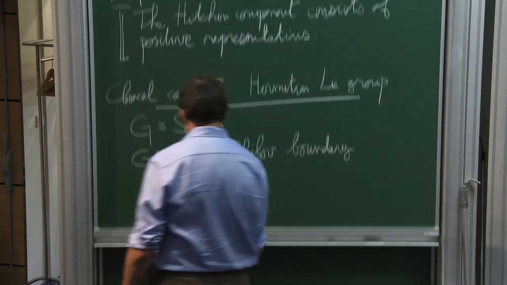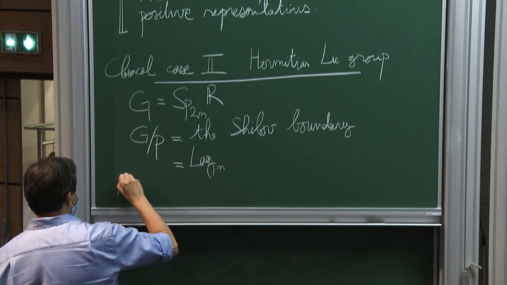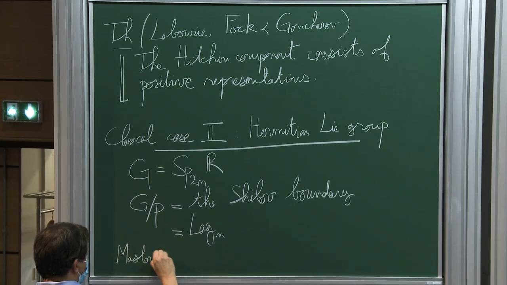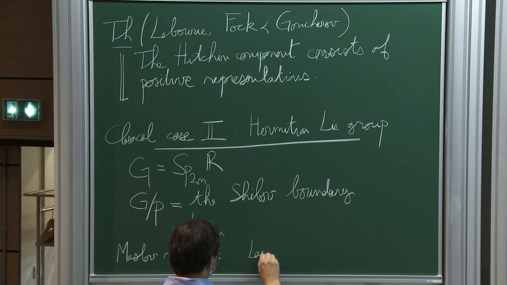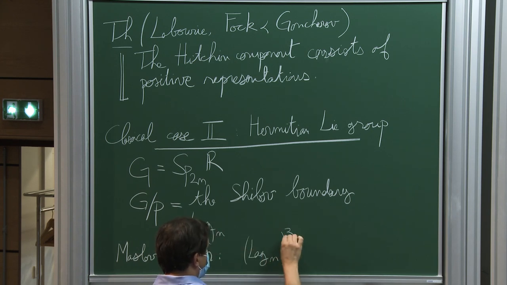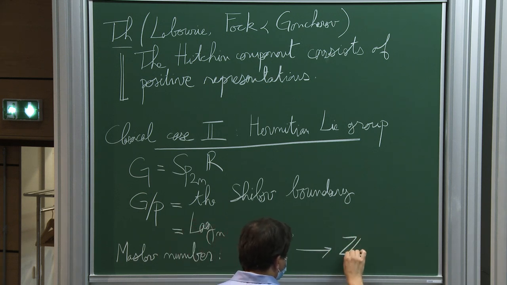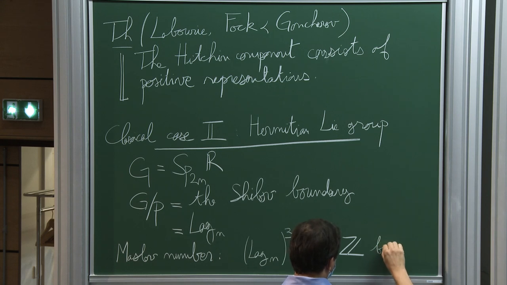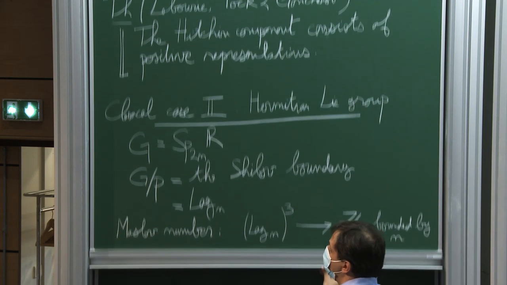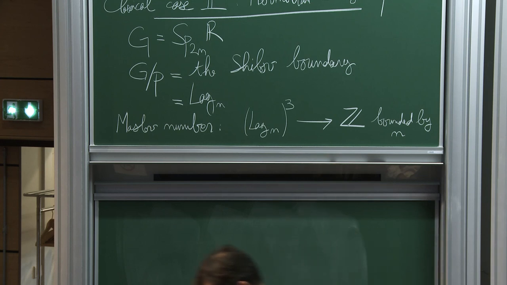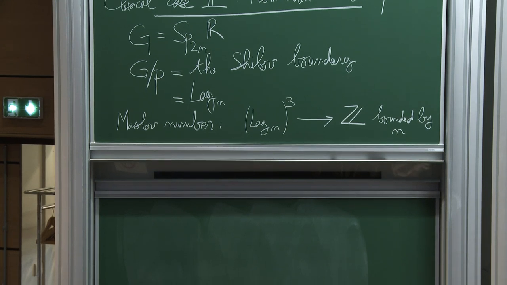And in this case, I have an invariant that is the Maslov number. That is invariant with respect to the action of G and that produces, out of three Lagrangians, an integer that is bounded by n. If you ask me, I can explain what this integer is, but I will be thankful if you do not ask.